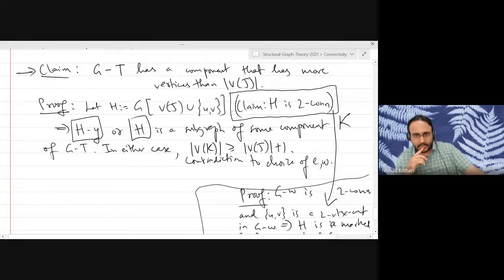Are there any questions or concerns at this point? Is there any part of this proof that is not clear?